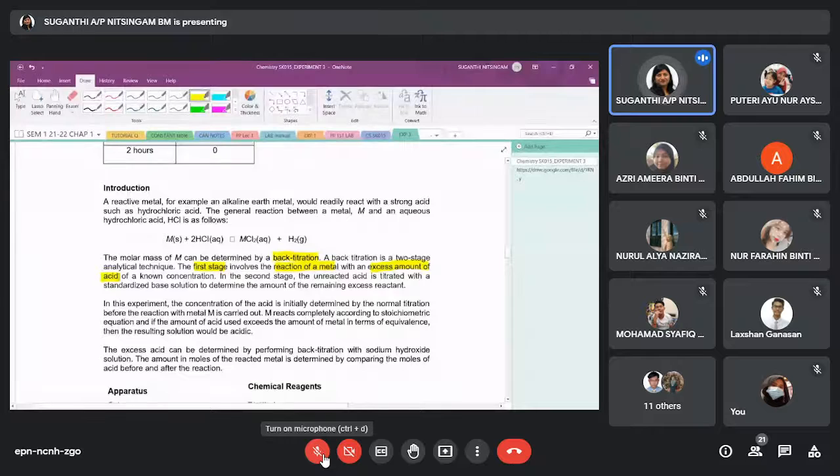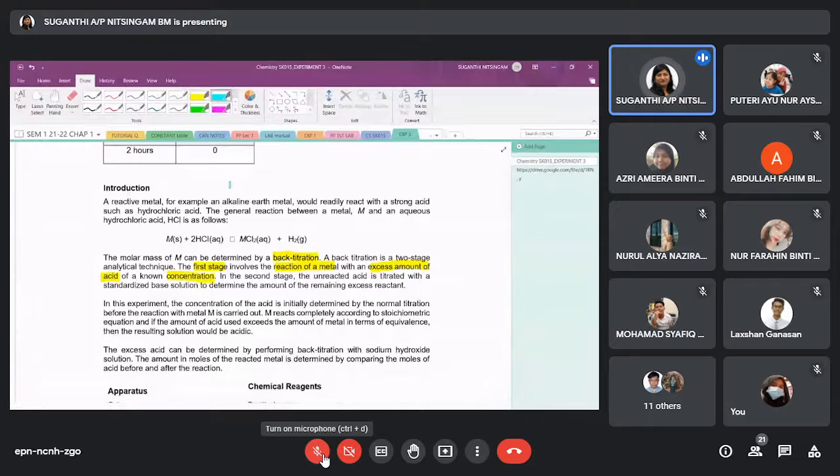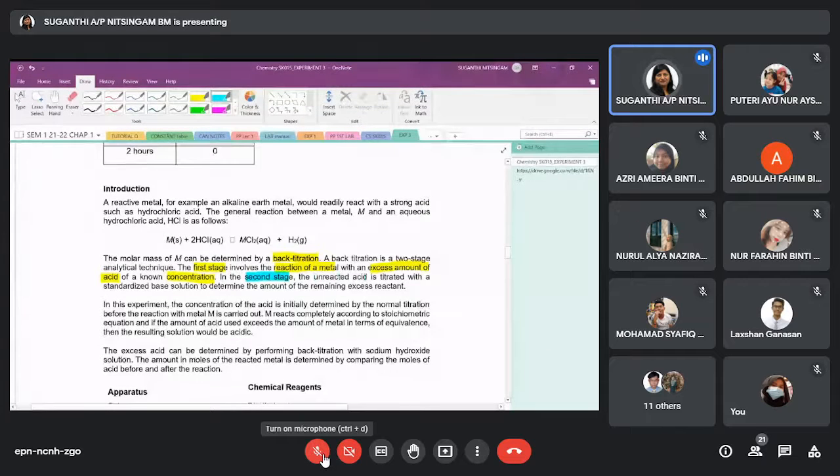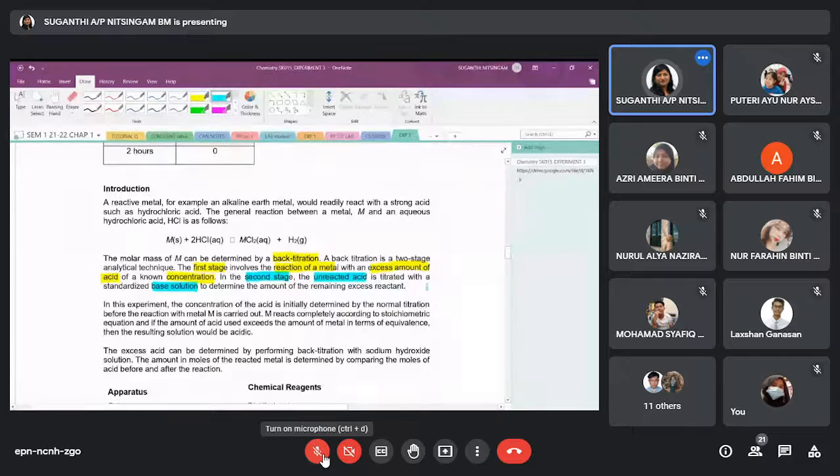So apa limiting kat sini? Metal lah. First step ni kamu react dengan metal. So the metal is your limiting reactant. So excess tu adalah your acid, HCl. Okay. Acid ni kita akan tahu dia punya concentration. Then you come to your second stage. Second stage ni, unreacted acid ni pula kita akan titrate dengan base solution to determine the amount of remaining excess.